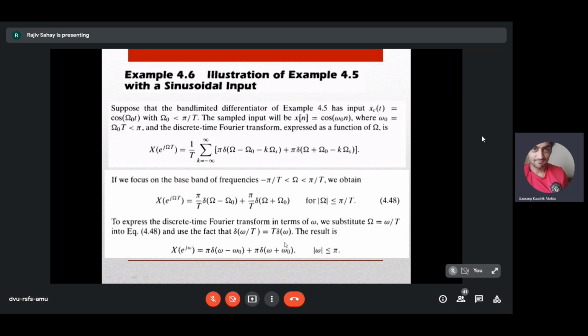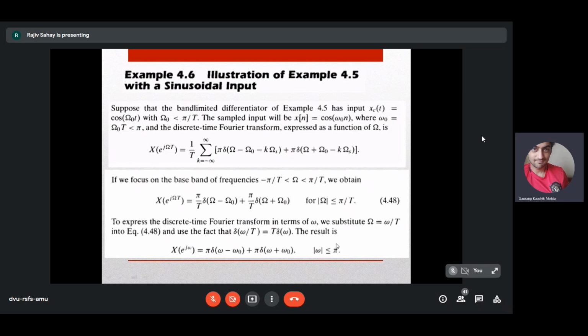So this is the DTFT of x of n equal to cos of small omega naught n. Now this is applied to a differentiator. So this differentiation should lead to minus sine omega n, isn't it? Like you are differentiating with respect to time, so you are taking the derivative of this signal. So you should get minus sine omega naught n. So let us see how we get this.